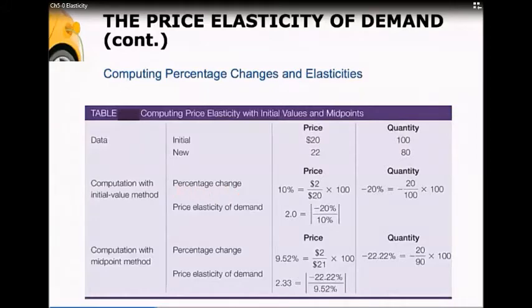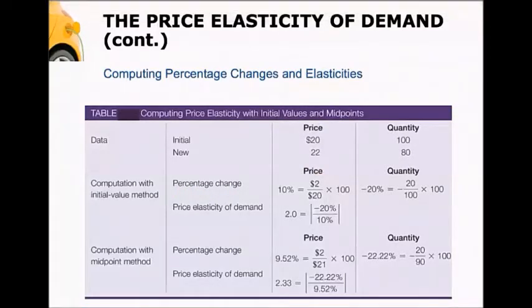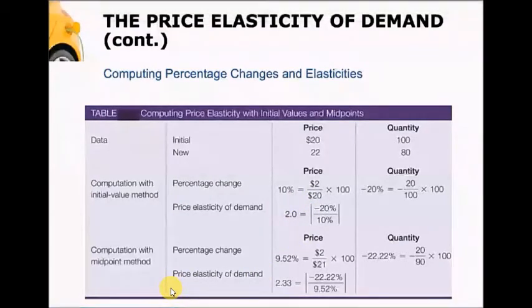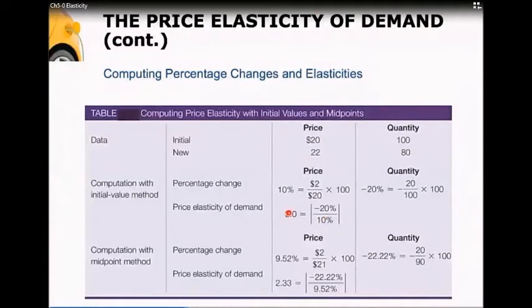To calculate the percentage changes, we can look at the percentage change of price. It's 10%. The change in price is $2. The initial price was 20. So $2 divided by 20 times 100 gives us 10%. The percentage change in quantity is the change of negative 20 divided by the initial quantity of 100 times 100, we get negative 20%. The price elasticity of demand, using the initial value method of calculating percentage changes, is 2, which is the absolute value of negative 20% divided by 10%.